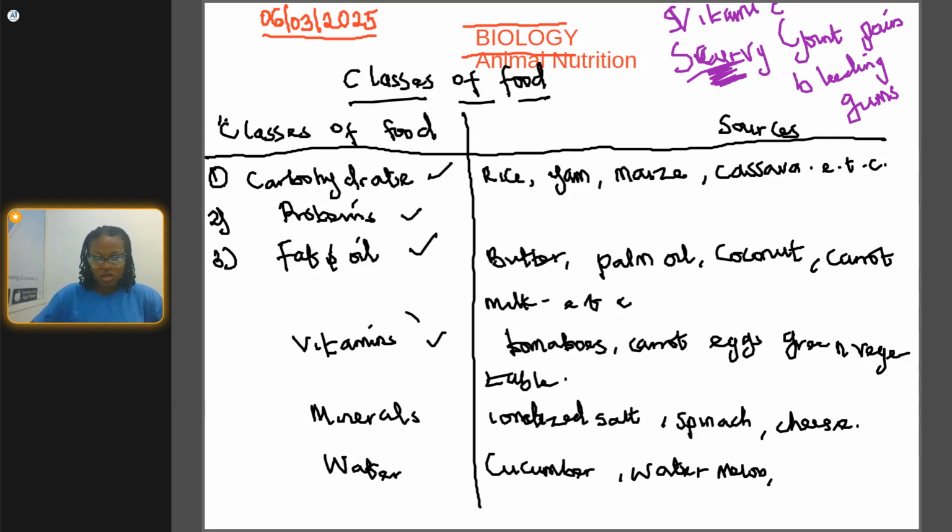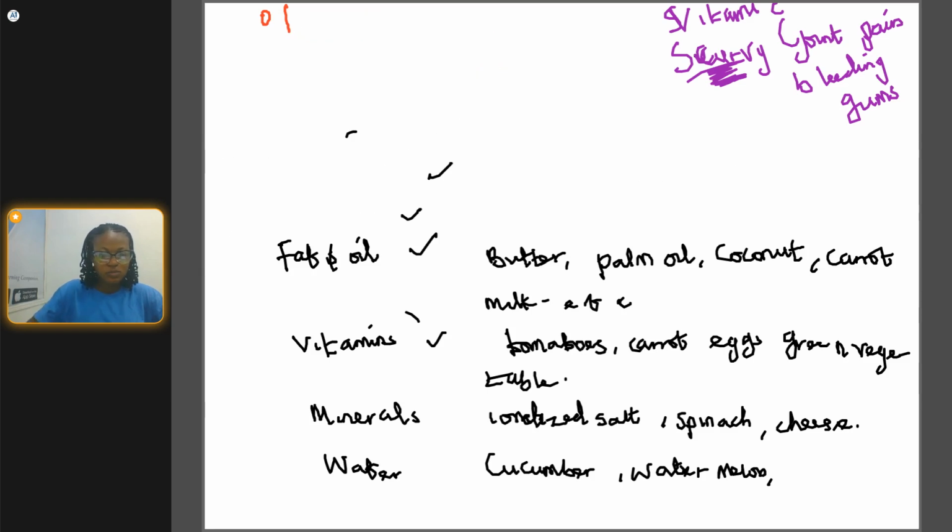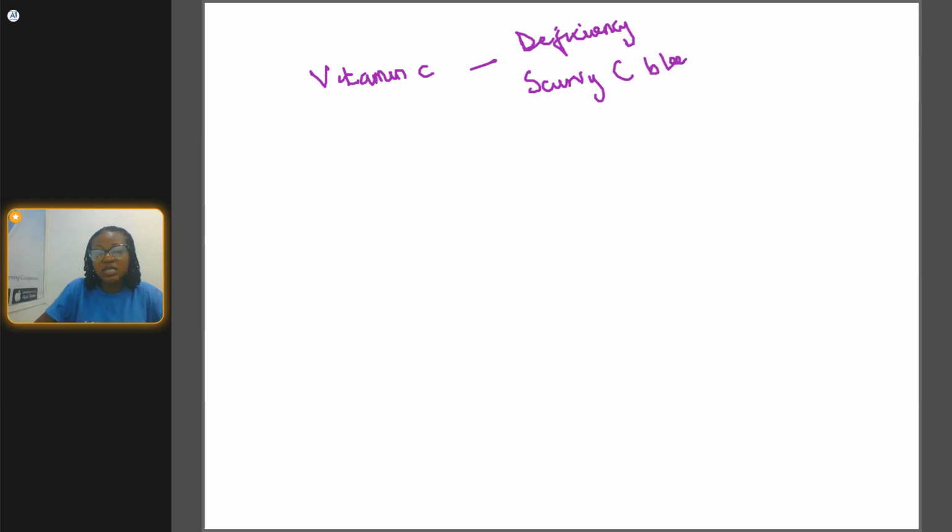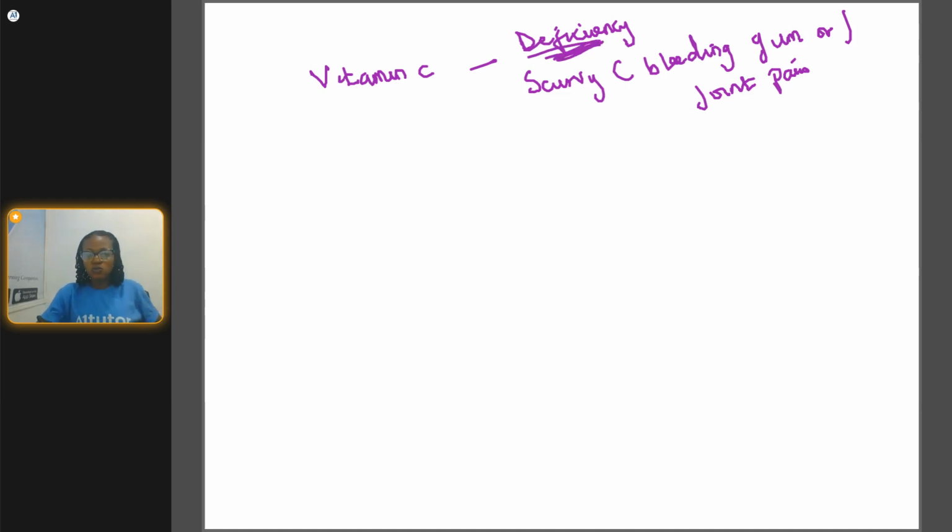I'm going to wipe off the board now so you can have space to write. We are still on vitamins. When you are lacking vitamin C, or vitamin C is very low in your body system, it could cause scurvy, like I said earlier. And scurvy is bleeding gums in your teeth, or joint pain.